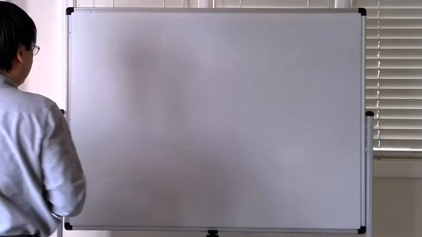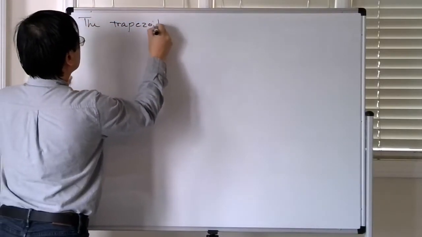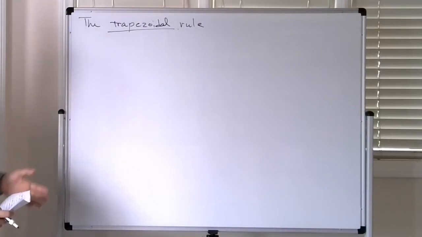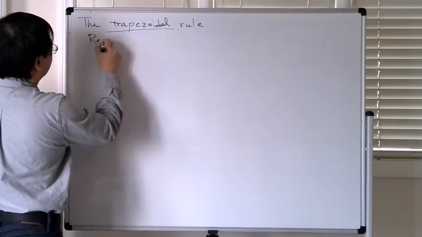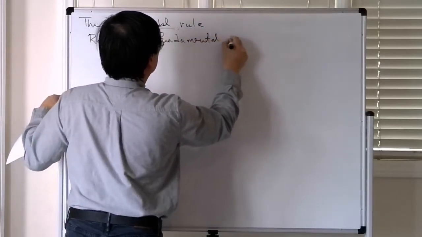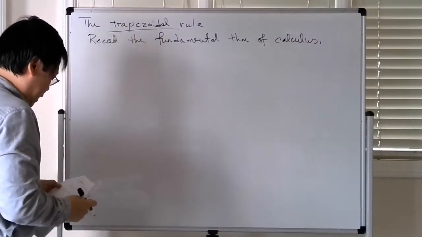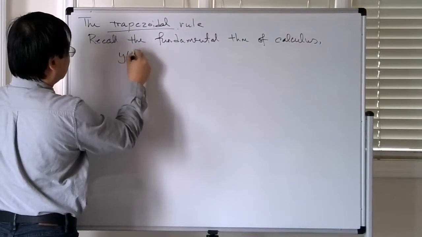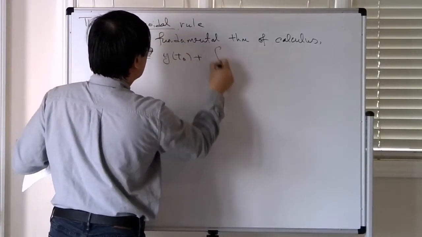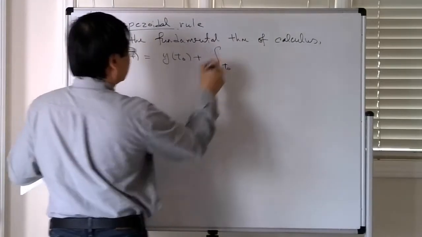Okay, so now we're going to talk about the trapezoidal rule. And you can think of the trapezoidal rule, of course, as arising from the fundamental theorem of calculus. So if you recall the fundamental theorem of calculus, then what it says is that the solution at a given time is equal to the solution at a reference time plus the integral of the vector field along a solution curve from the reference time t0 to the current time.